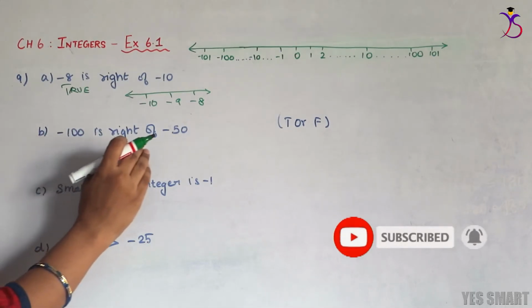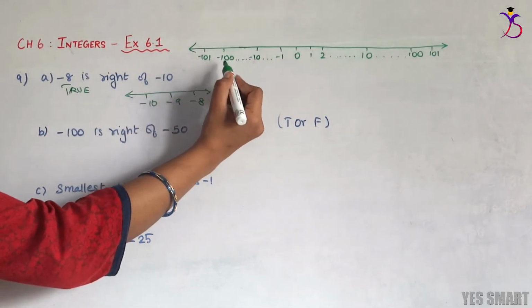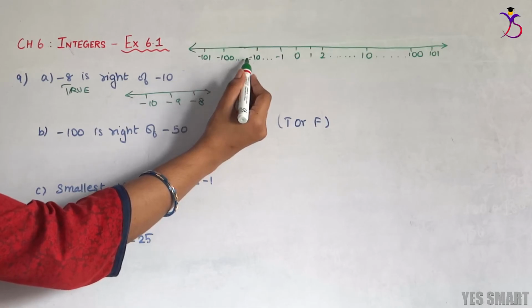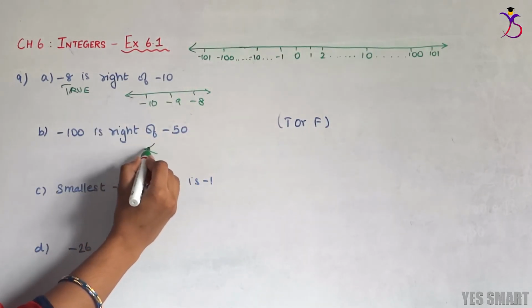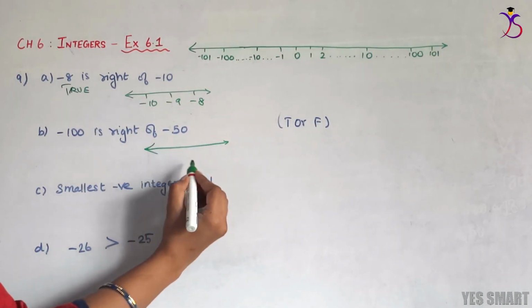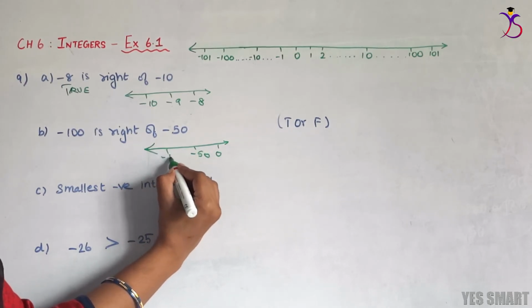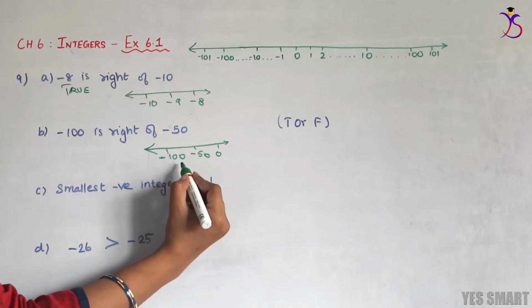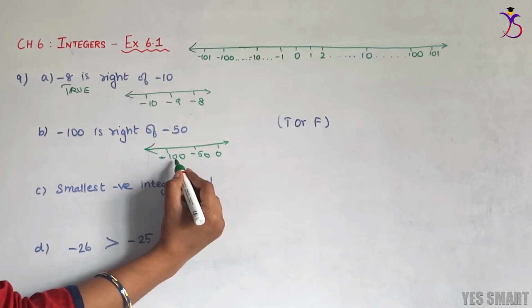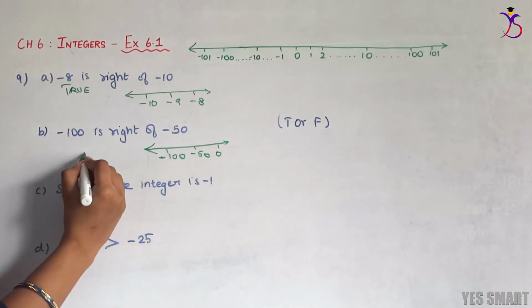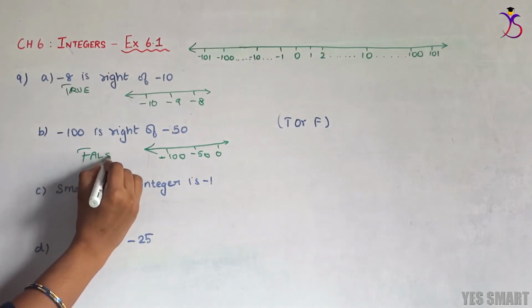Moving on to B sum, minus 100 is right of minus 50. Minus 100 is here. Minus 50 will be in this direction. Let me draw the number line separately: 0, minus 50, minus 100. Hence on comparing on the number line, minus 100 is left of minus 50. Therefore the answer is false. C sum.